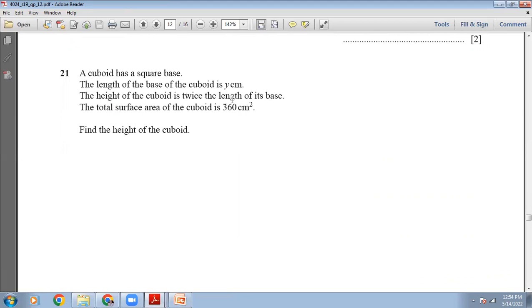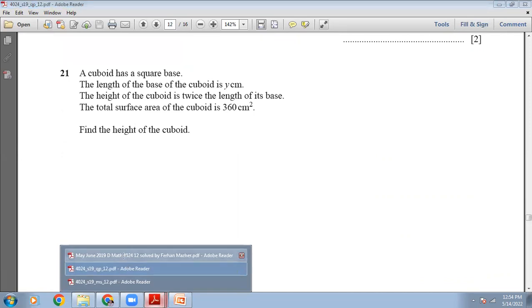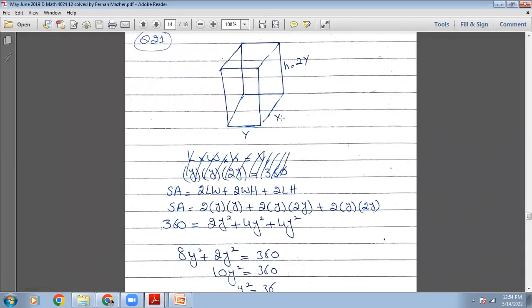The height of the cuboid is twice the length of its base. The total surface area of the cuboid is 360 centimeters square. Find the height of the cuboid. Okay, so suppose the length of the cuboid is y. The width will also be y because the base is a square.